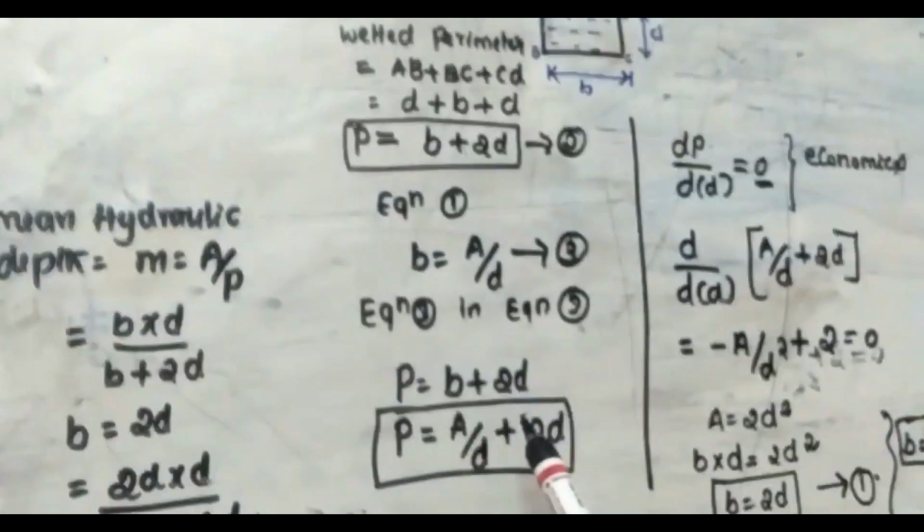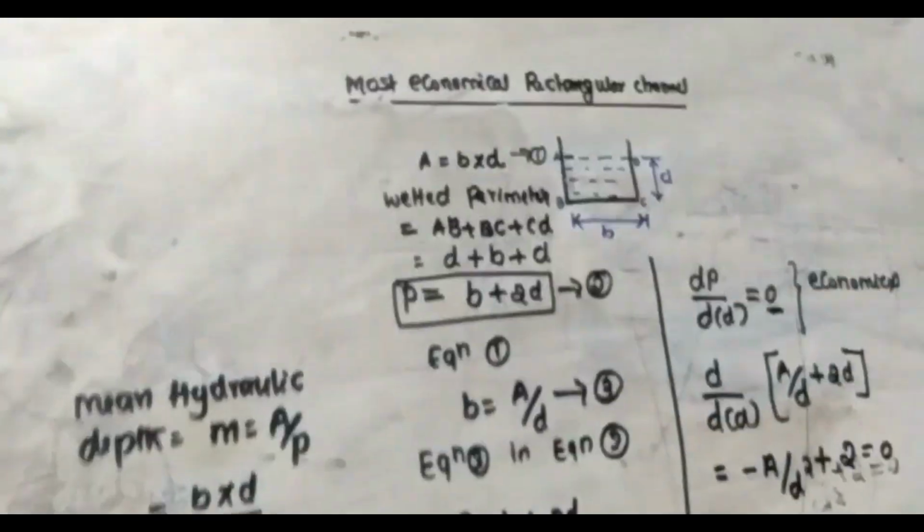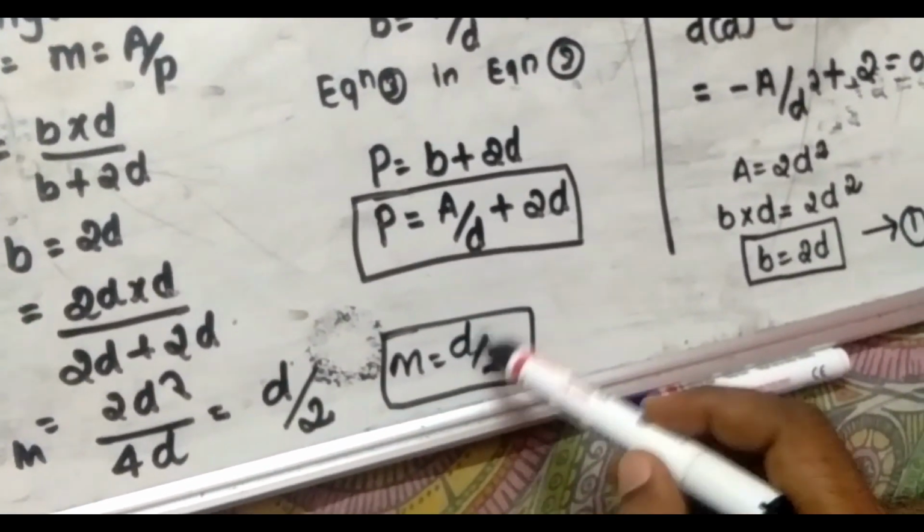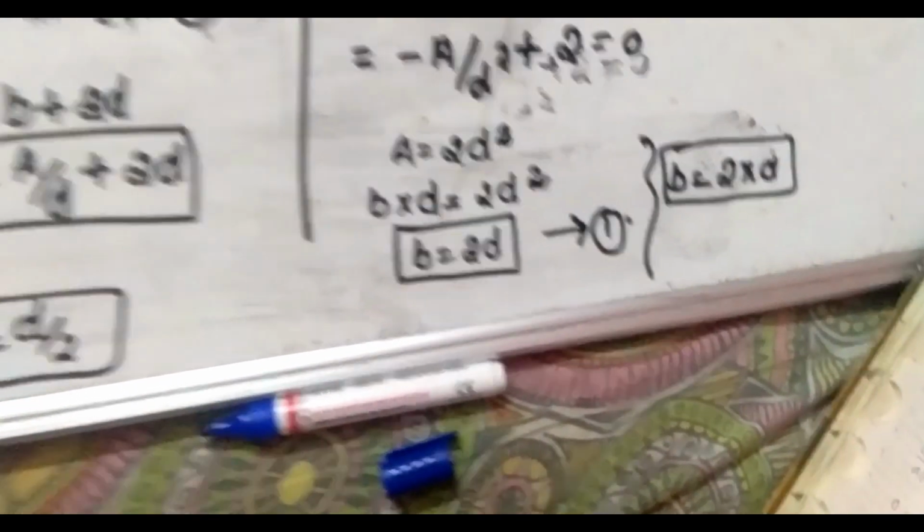We consider these two parameters when designing the most economical rectangular channel: the hydraulic mean depth should be half of the depth, and the breadth should be 2 times the depth.